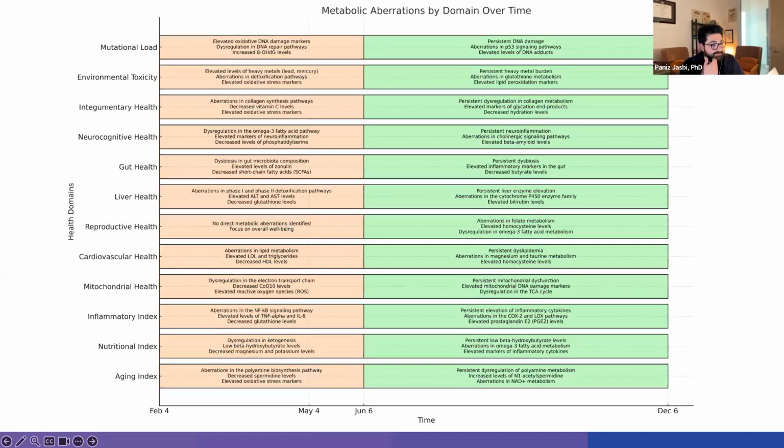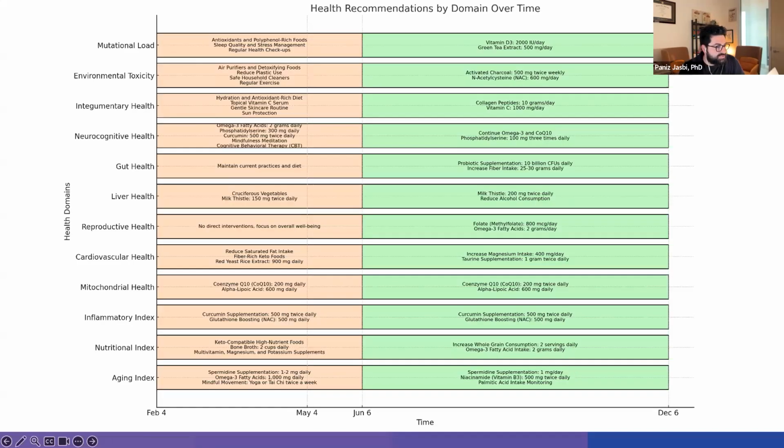For her mitochondrial health, we're seeing dysregulation in the electron transport chain. We're seeing decreased CoQ10 levels and elevated activity of reactive oxygen species. For that, we're giving CoQ10 at 200 milligrams a day and alpha-lipoic acid at 600 milligrams a day. Again, these interventions are not designed to increase or decrease one metabolite, but increase or decrease entire pathways and processes.